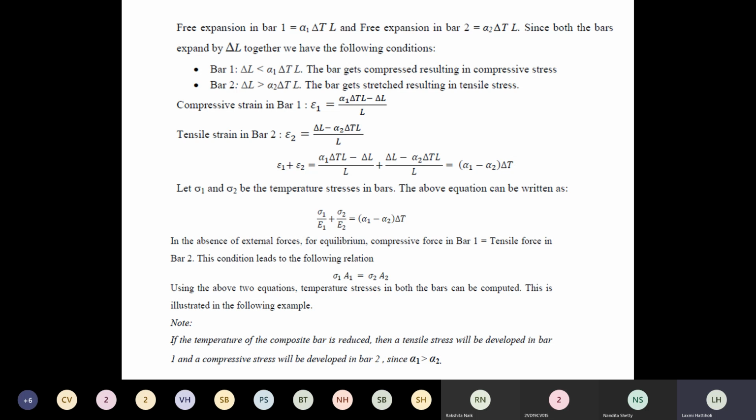Let me revise just the formula and then I'll go for the numerical example. In the last class we came to an equation, that is, you can see here, sigma 1 by E1 plus sigma 2 by E2 is equal to alpha 1 minus alpha 2 into delta T. This is the major equation which I'll be using in my numerical examples. So please do remember this: sigma 1 by E1 plus sigma 2 by E2 is equal to alpha 1 minus alpha 2 into delta T. See, alpha 1 and alpha 2, whichever is greater, you need to exchange that.